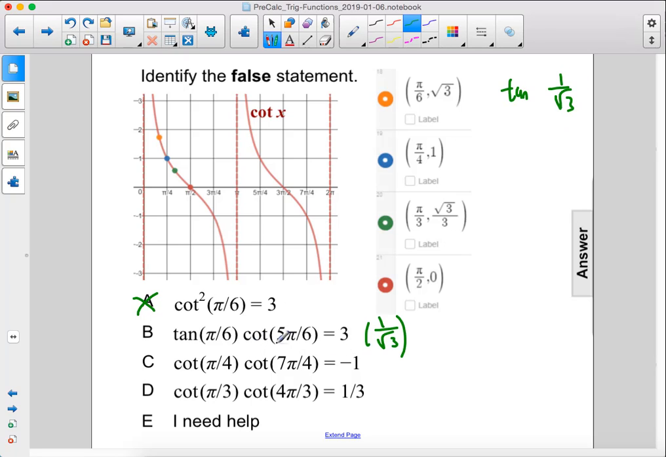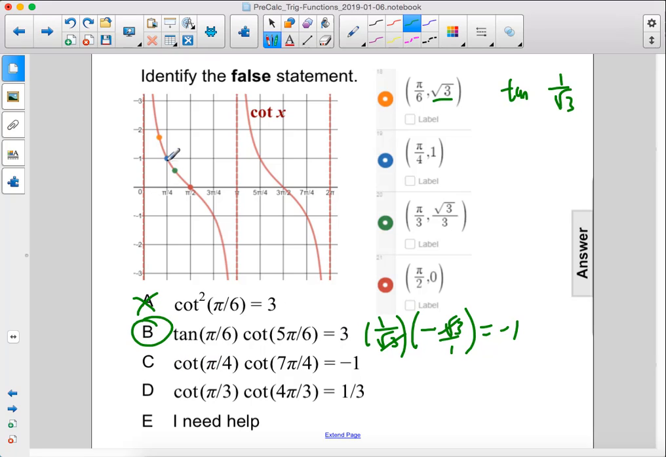And what is the cotangent of 5 pi over 6? Well, that's going to be the same absolute value as pi over 6, so it's going to be square root of 3, but it's negative. So it'll be negative square root of 3 over 1. Multiply those together, and we get negative 1, not 3. The answer to this problem is B.